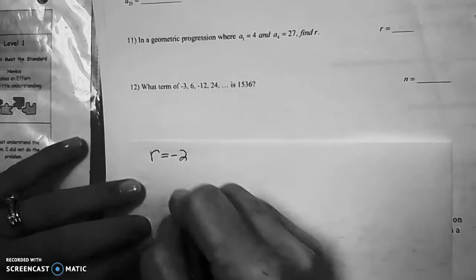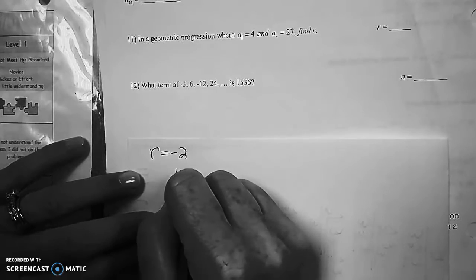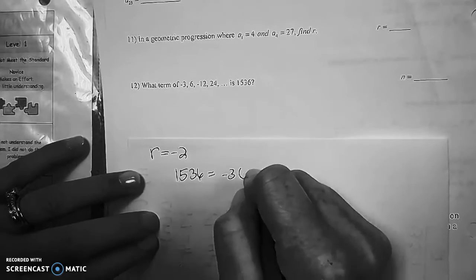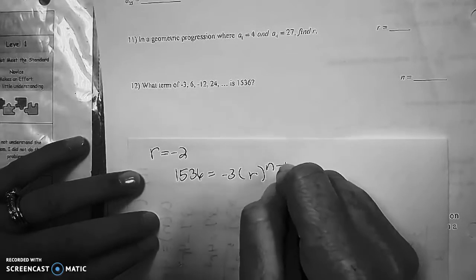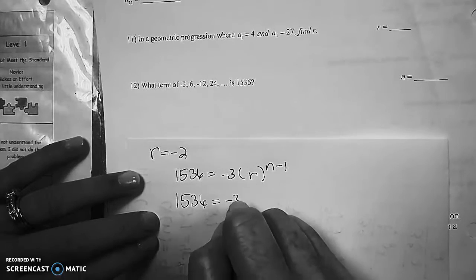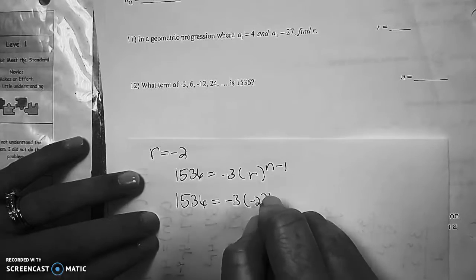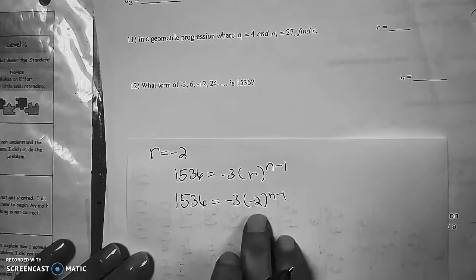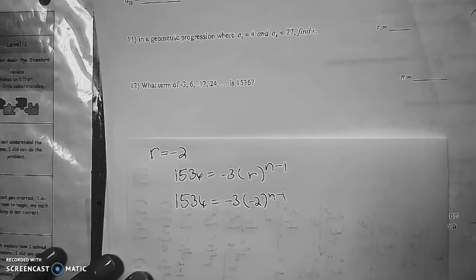All right, so I had several of you guys ask about 12 as well. And so this is geometric. We can see r is negative 2. So I know 1,536 will equal negative 3 times r to the n minus 1. Oops. I'm using a pen too. I don't like using pens, but it shows up better in my document camera. So I need to start getting the exponential term by itself. So I'm first going to divide by negative 3.